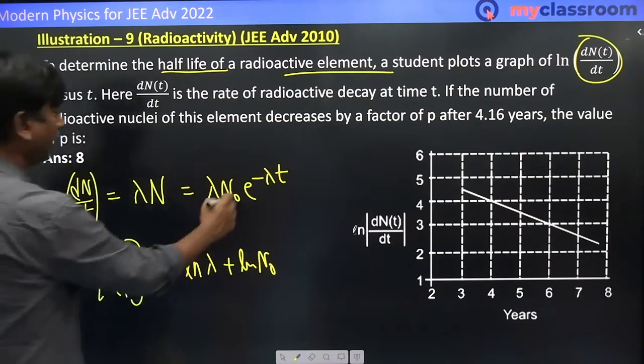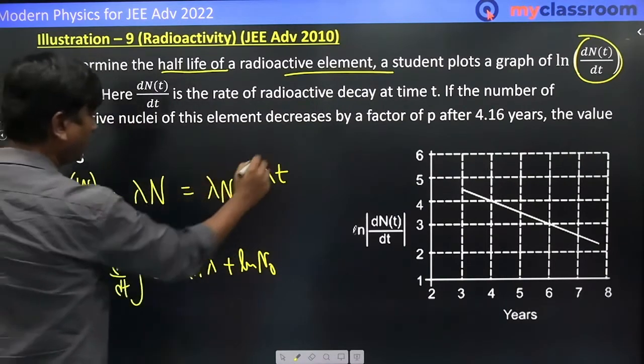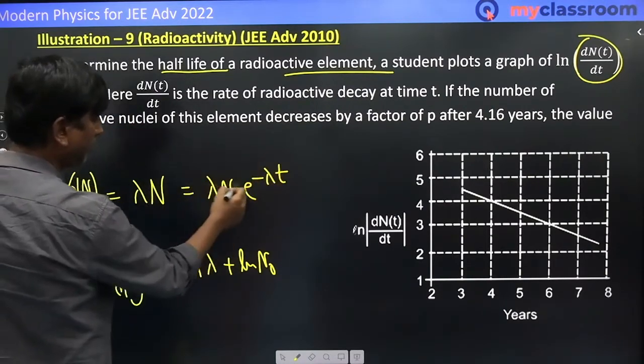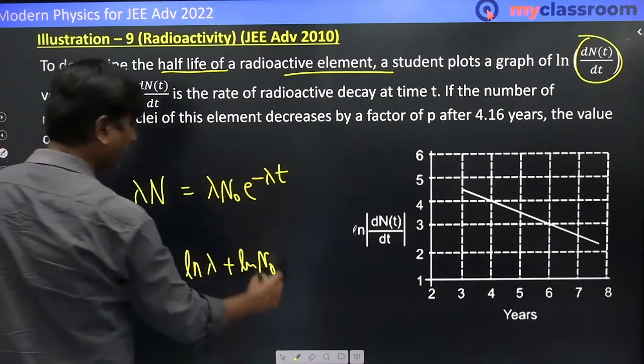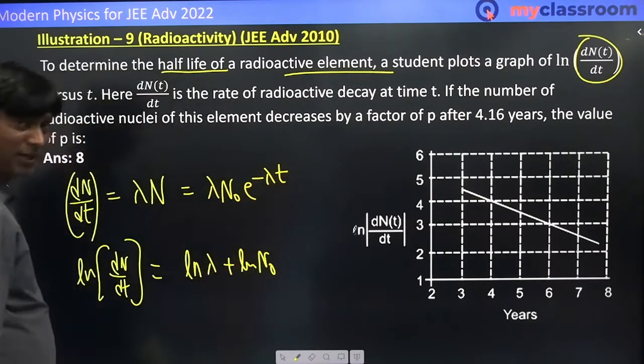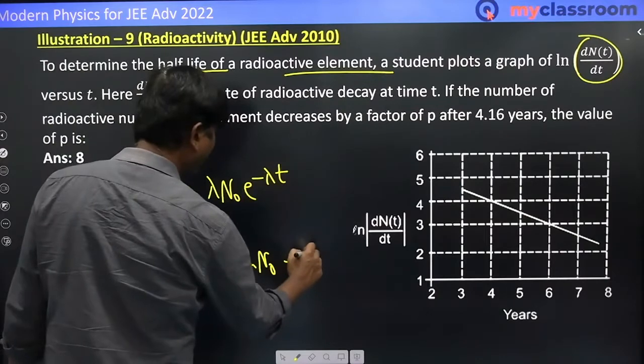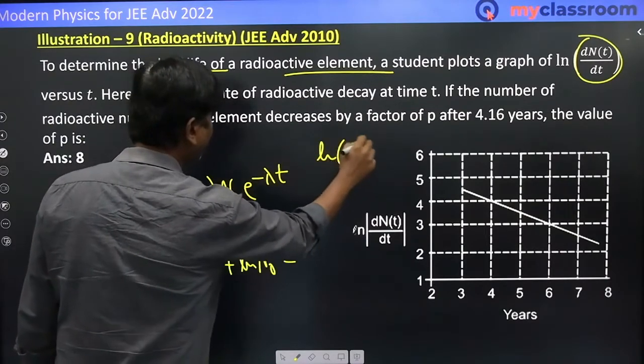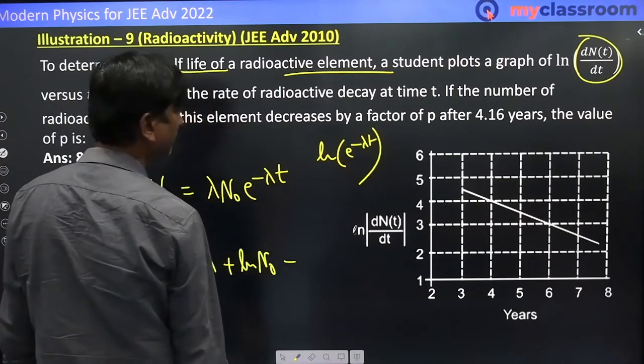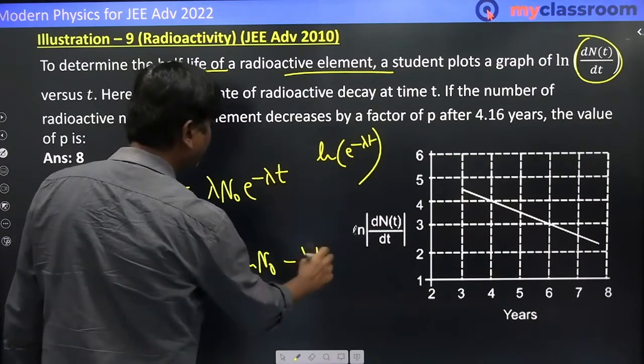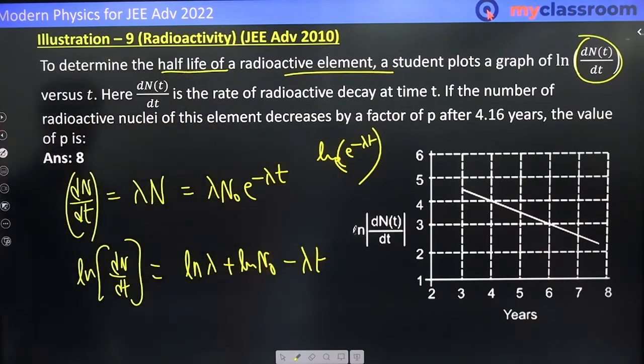Okay. So see, ln of ABC is equal to ln A plus ln B plus ln C. So this you can write as ln of e power minus lambda t, which is nothing but minus lambda t, going to base e, no? That's why minus lambda t.